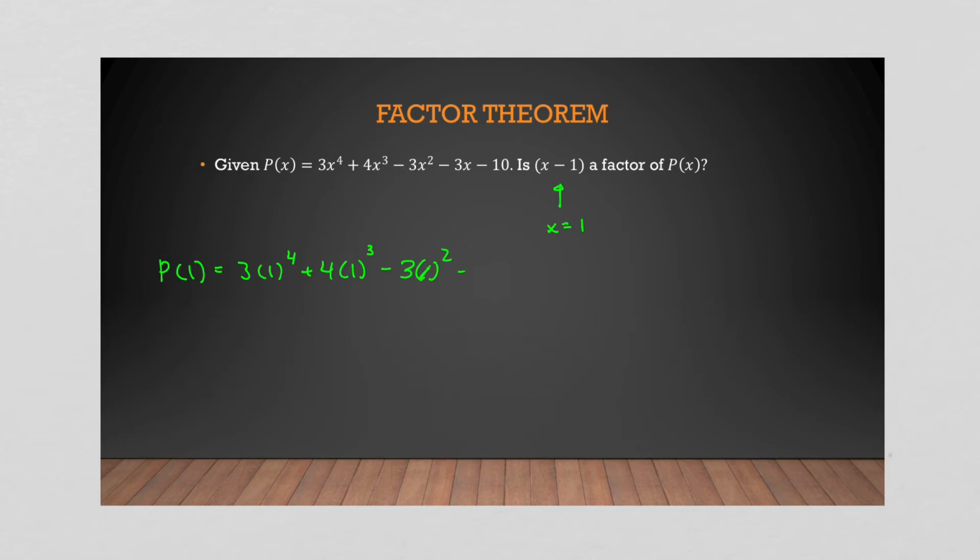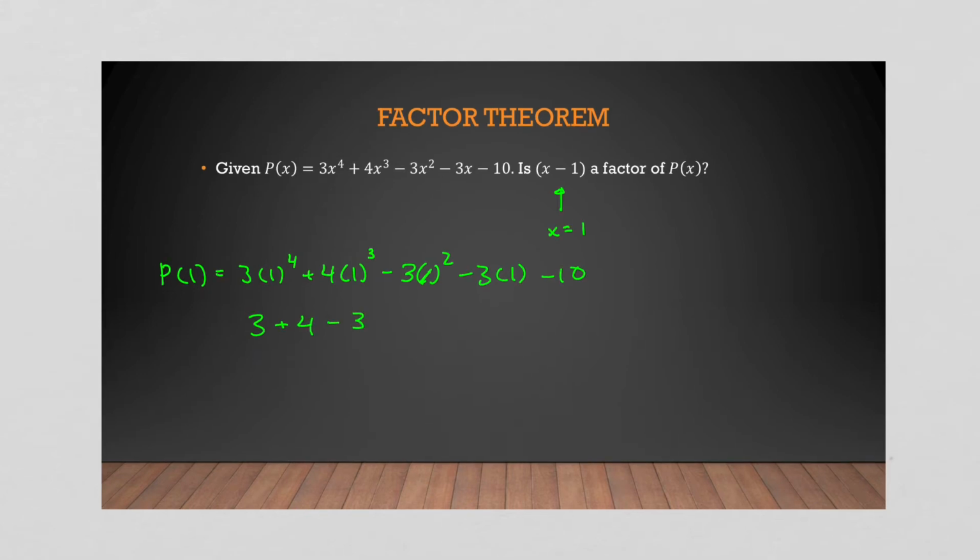1 squared minus 3 times 1 minus 10. So now we get 3 plus 4 minus 3 minus 3 minus 10. I'm not looking too confident here because this only equals 7, and then we subtract everything else. So sure enough, we're going to end up at -9. 4 minus 3 is 1, and then yeah, -9.